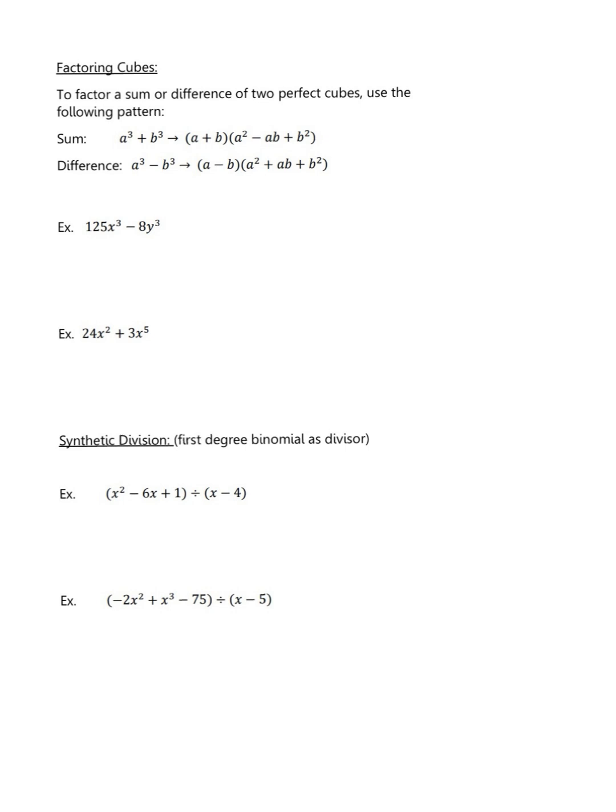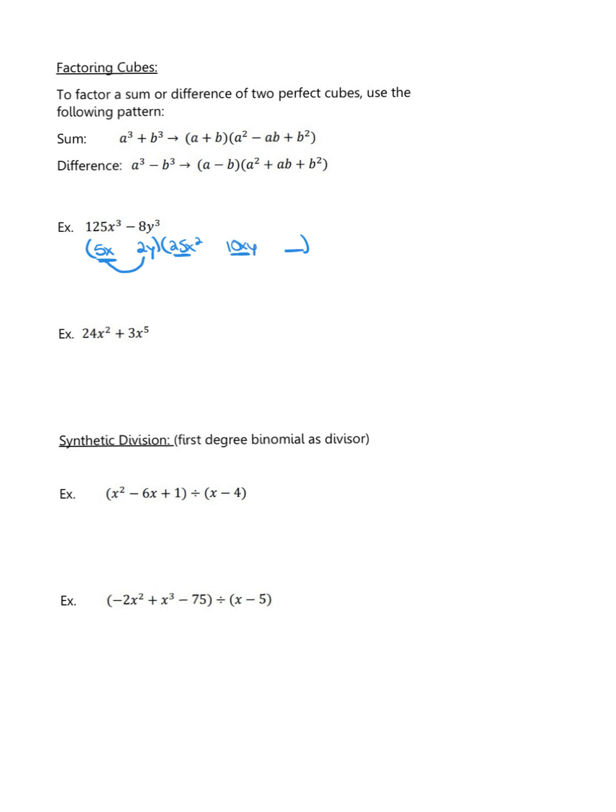125x cubed is a perfect cube. And 8y cubed is also a perfect cube. So you're going to have 2 factors. One's a binomial, the other is a trinomial. So the cube root of 125x cubed is 5x, and the cube root of 8y cubed is 2y. And then this first term is going to be this first term squared. So 5x times 5x is 25x squared. The middle term is going to be this term times this term, so 10xy.